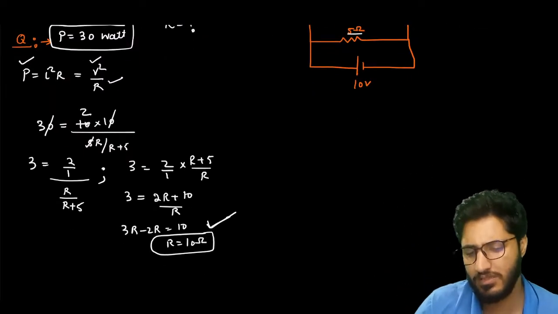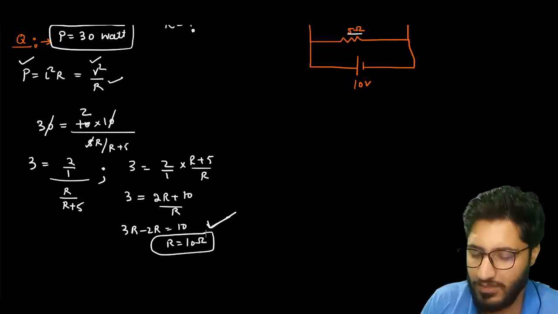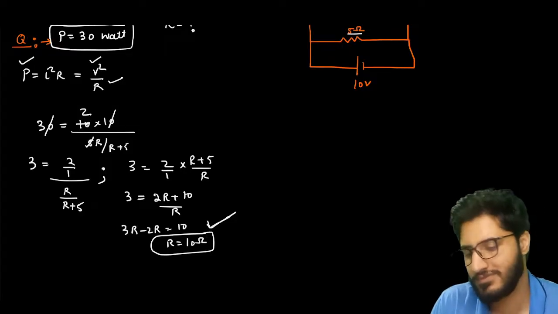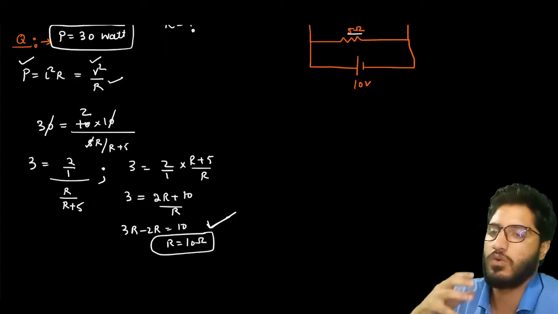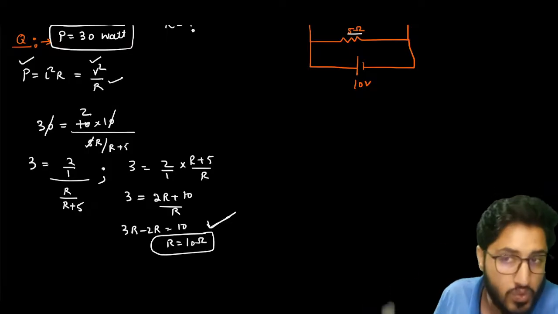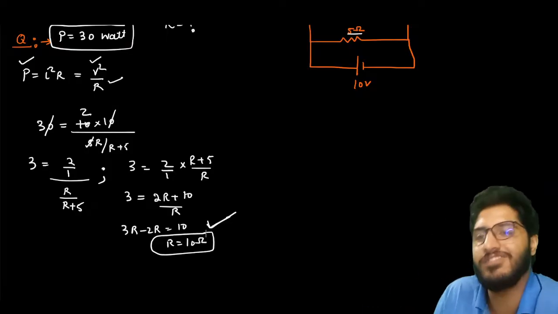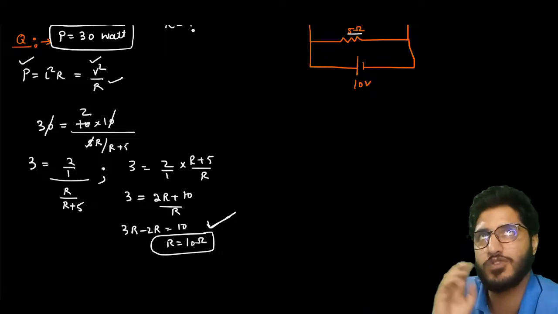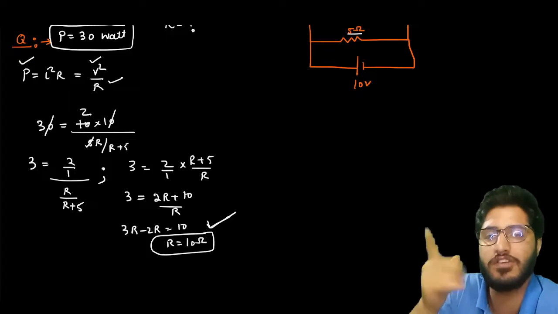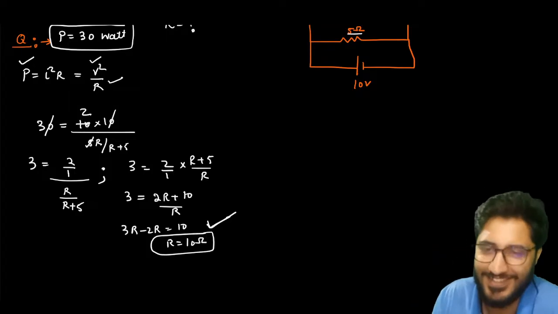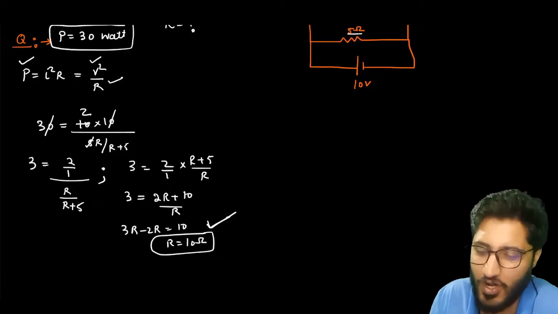Why? Any issue, beta? Look, how we need to do numerical, how we need to think how to solve it. In the question, something is given to us. Look, P is given, V is given. So I need to use the PV relation, that is P equals V square by R. It is 10 only. Your answer is wrong, not 20. It is 10 only.